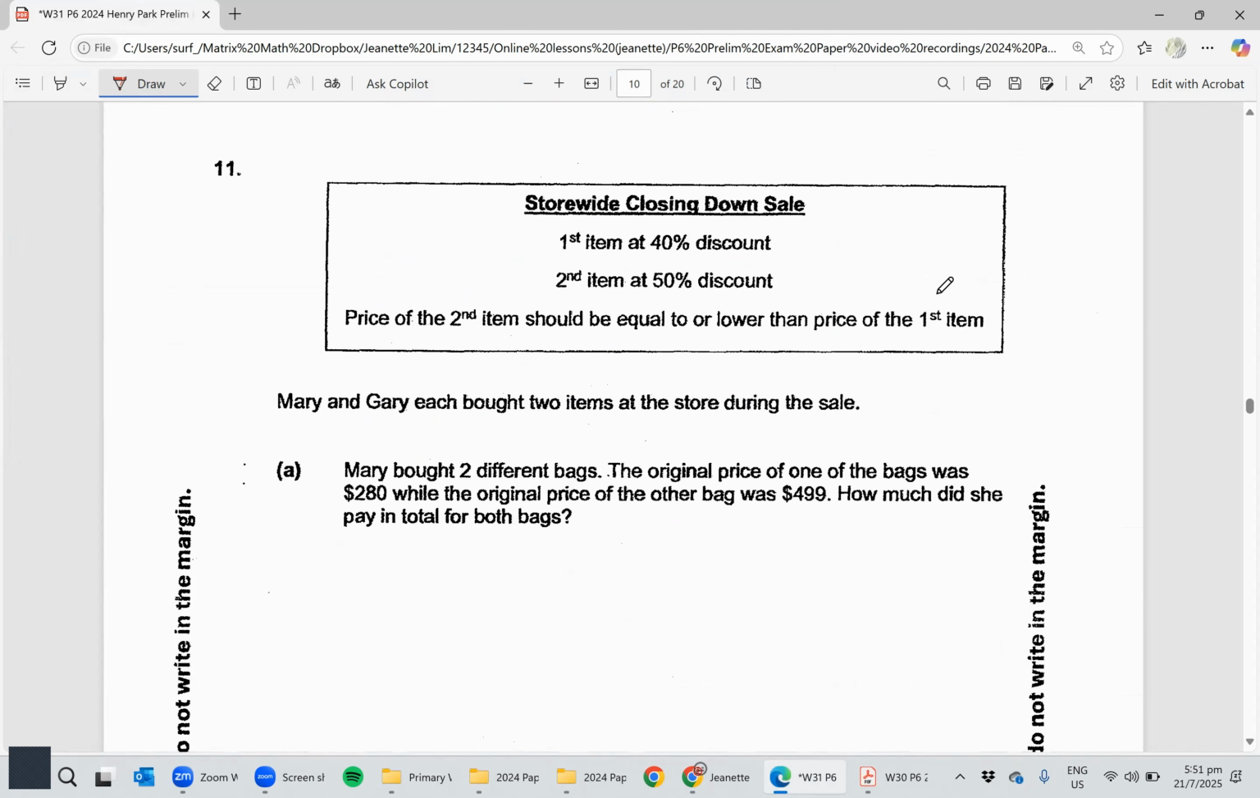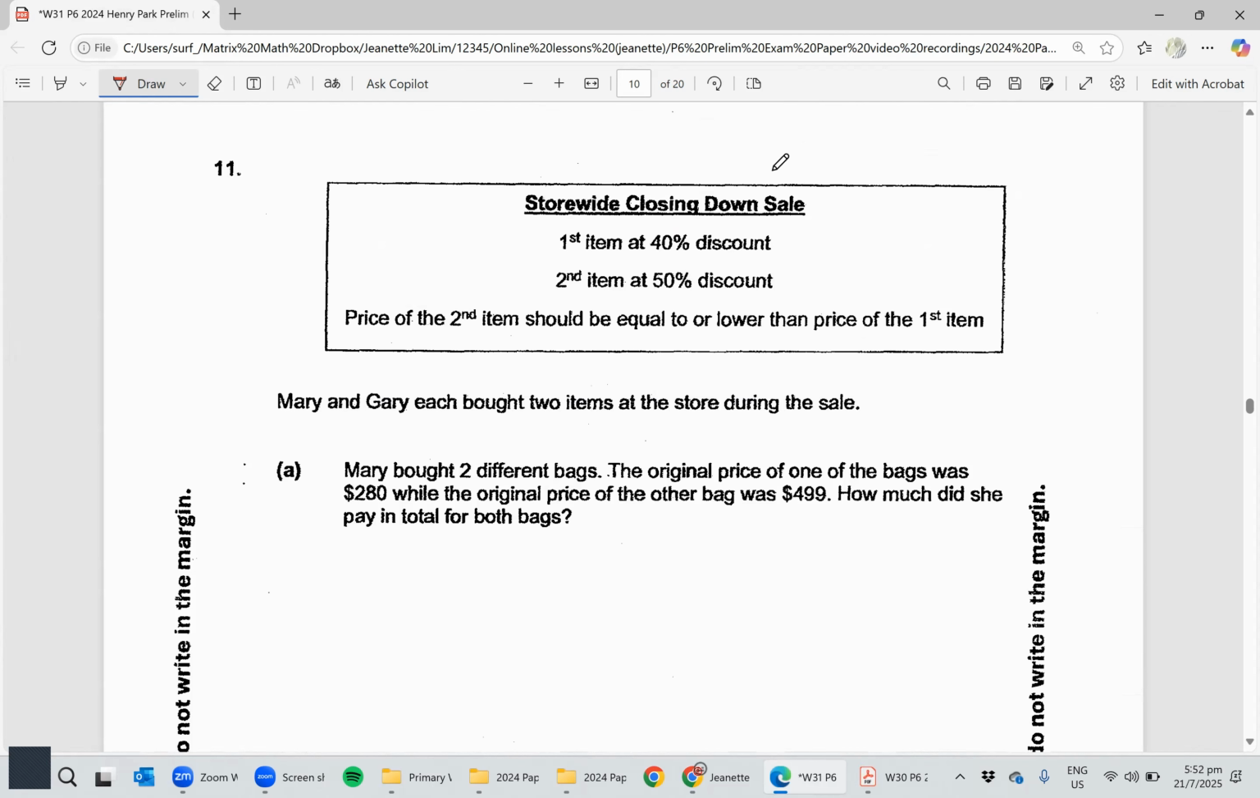Question 11. Mary and Gary each bought 2 items at a store during the sale. Okay, Mary bought 2 different bags. The original price of one of the bags was $280, while the original price of the other bag is $499. How much did she pay in total for both bags?